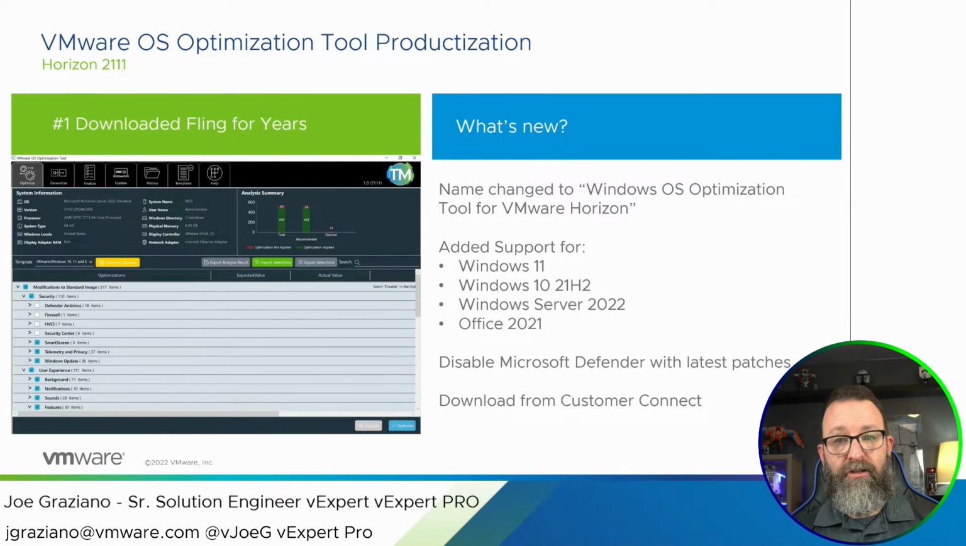The optimization tool is now part of the software release. It's no longer a Fling. Its name has been changed to the Windows OS Optimization Tool for Horizon. It supports Windows 11, Windows 10 21H2, Server 2022, and Office 21. And you'll notice that it disables Defender, and you can download it from the customer connect now, no longer on the Fling site.